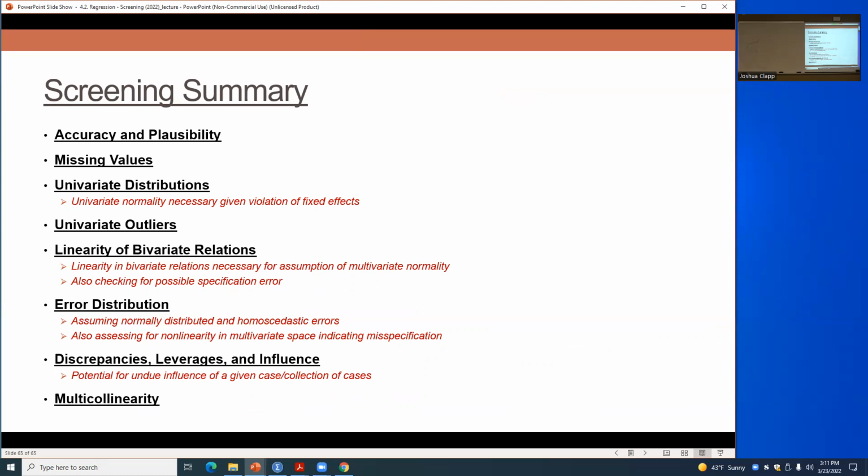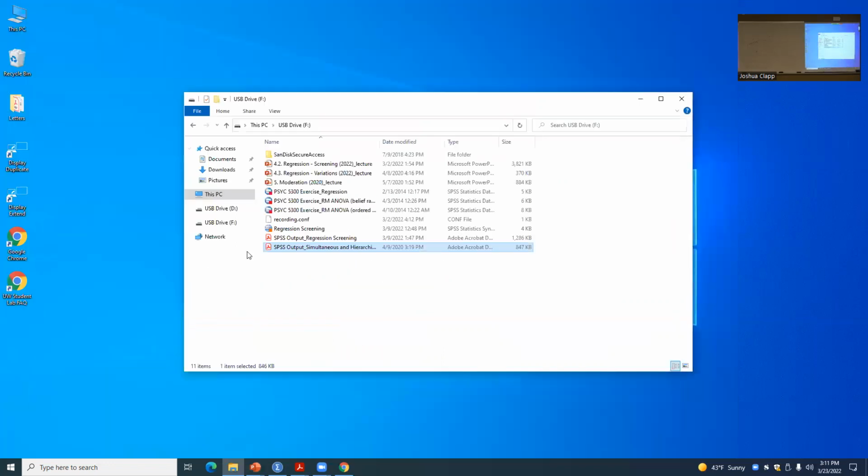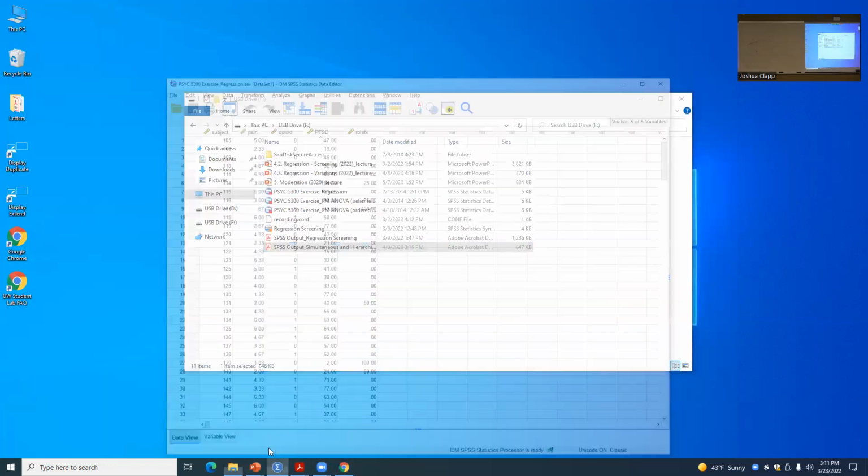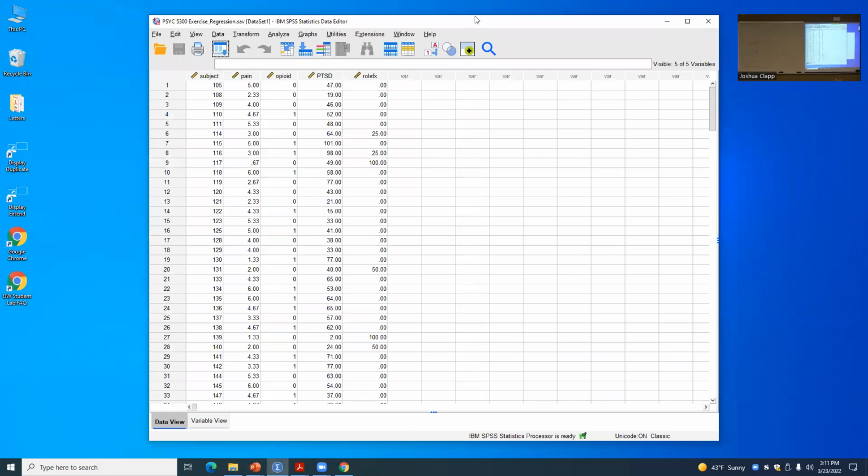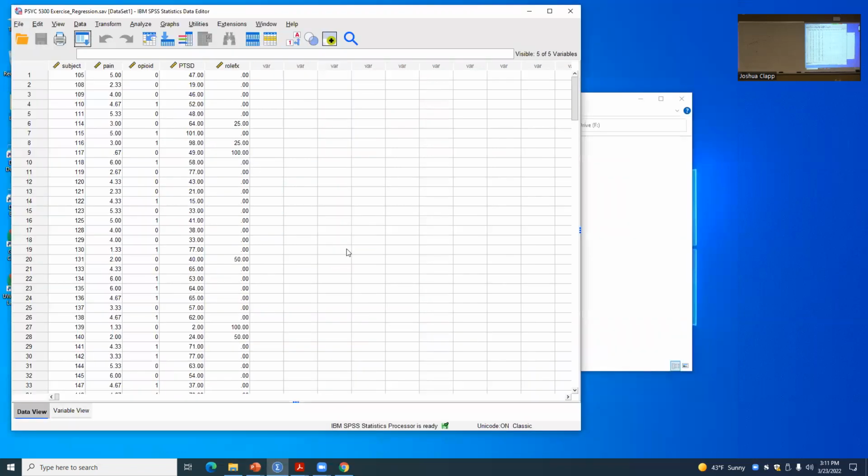Okay, cool. People ready to jump into SPSS and actually start playing around with this to see how we go through and produce some of these statistics? Feeling good about this? All right, let's do it. So what we're going to do is open up this exercise, this regression set. Okay.